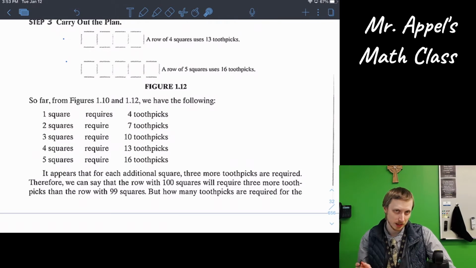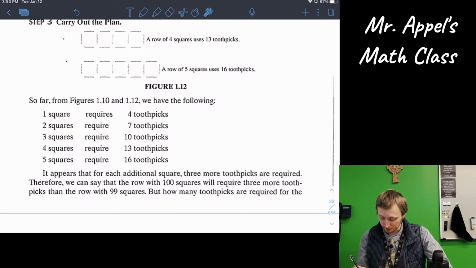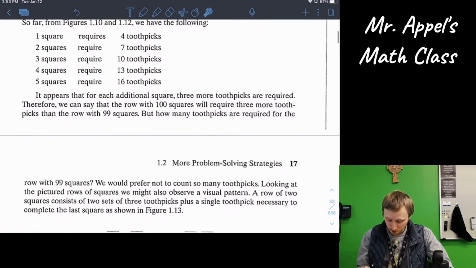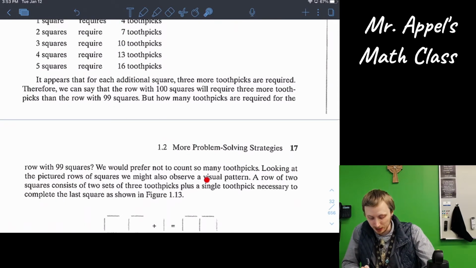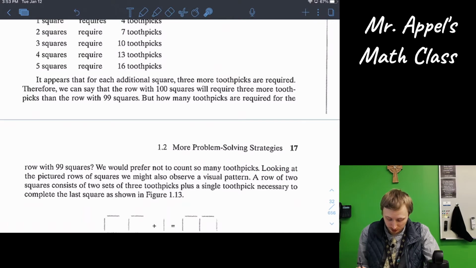Great, so we save ourselves 1 step. But how many toothpicks are required for the row with 99? We would prefer not to count out so many toothpicks. Looking at the pictured rows of squares, we might also observe a visual pattern.